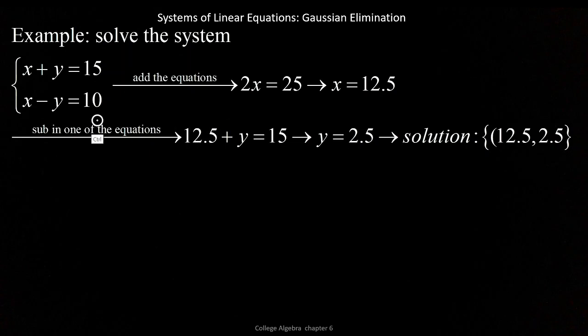Then we take 12.5 and substitute in one of these equations, doesn't matter which one. So let's pick the first one. So 12.5 plus y is 15, so y is 2.5. So the solution is 12.5, 2.5, right?